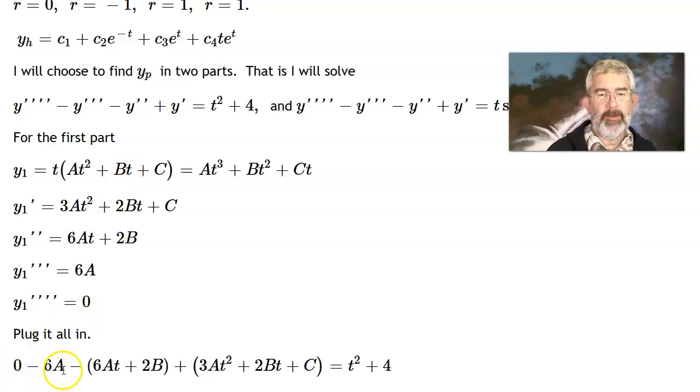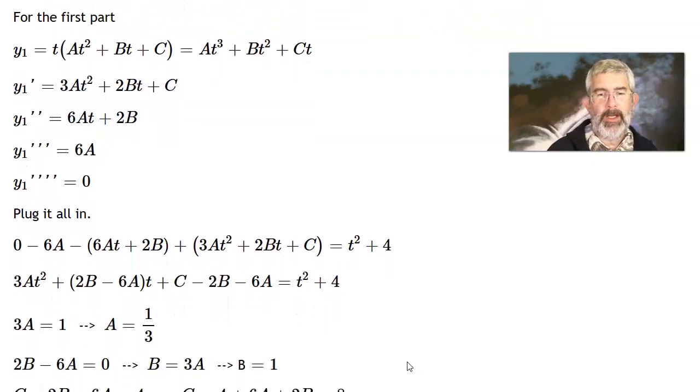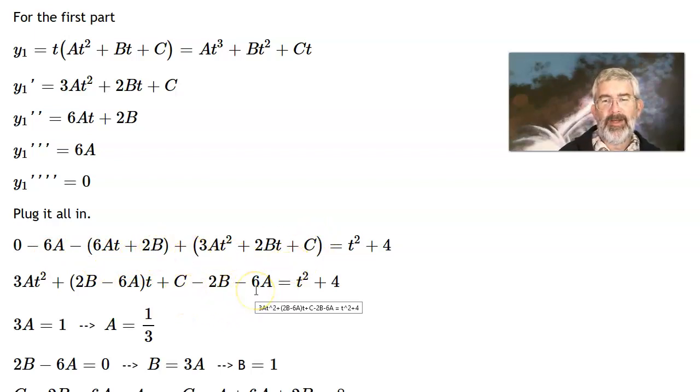Okay, so here we go. There's the fourth derivative minus the third derivative minus the second plus the first derivative equals that polynomial. So when I gather some like terms, there's only a t squared term here, so it's 3a times t squared. There's a minus 6at there, and a plus 2bt there. So 2b minus 6a times t. Is that 2b, or should it be something else? It's 2b. And then the constant terms: there's the a, there's the minus 2b, and there's a plus c. So the constant terms are there.